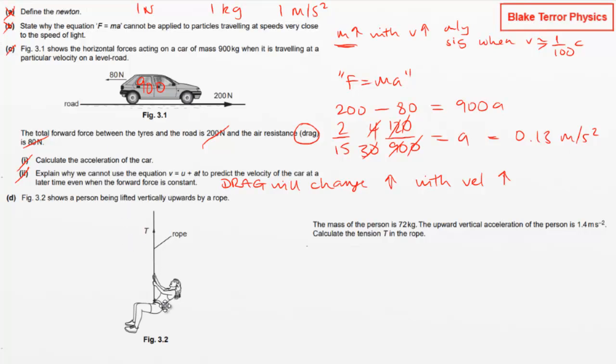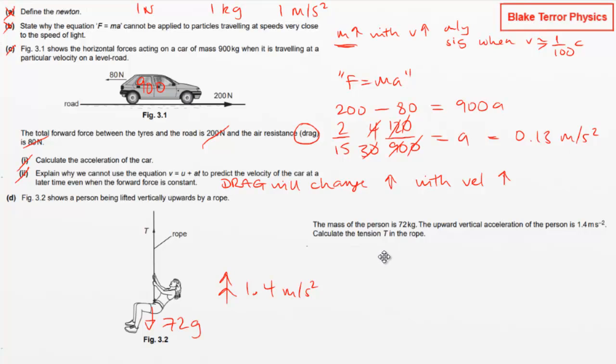Now we've got some woman here in a precarious situation on a rope. She's been tied to this rope and lifted upwards. The mass of the person is 72 kilograms, so we've got 72 g going downwards. The upwards vertical acceleration is 1.4 meters per second squared. Calculate the tension in the rope.